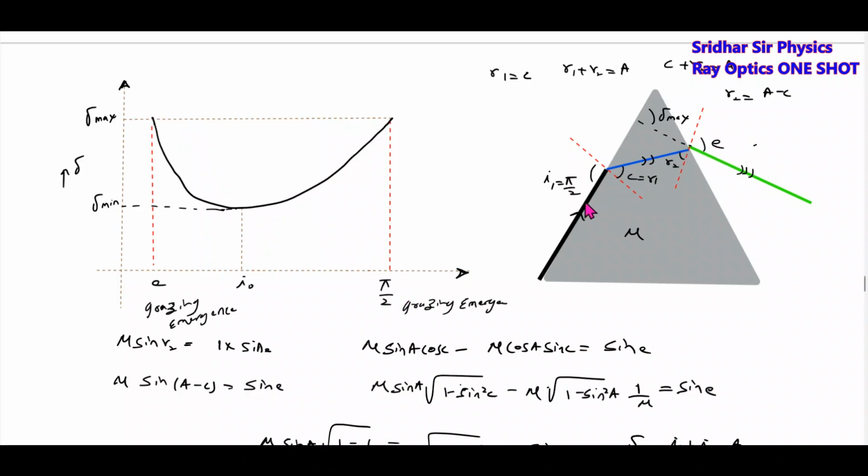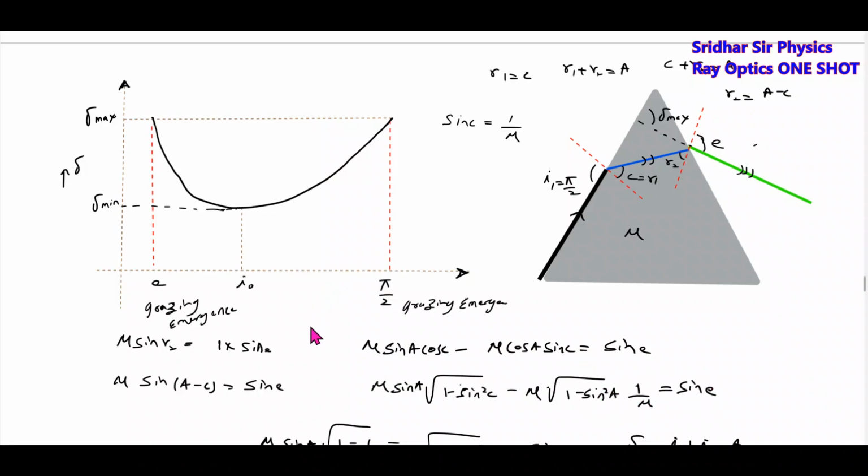We'll calculate this value of E. I'll apply here mu sine R2 equal to sine E. What is the angle here? Refractive index is 1 and the angle here is E. Then R1 plus R2 is A, and this R1 should be equal to the critical angle, so R2 equals A minus C. Substitute here and solve: mu sine (A minus C) expands to mu (sine A cos C minus cos A sine C) equal to sine E. Cos C is root of 1 minus sine square C, and sine of the critical angle should be equal to 1 by mu.